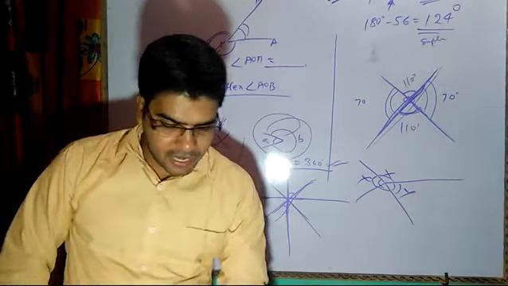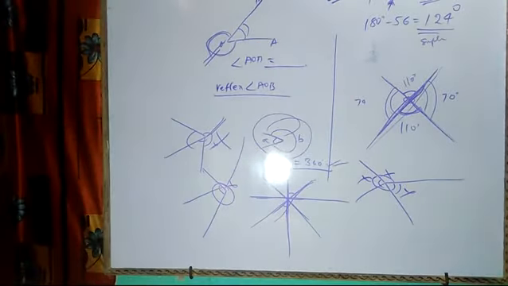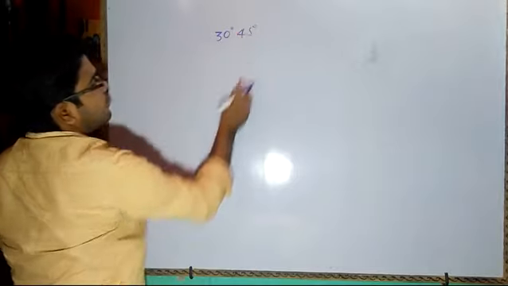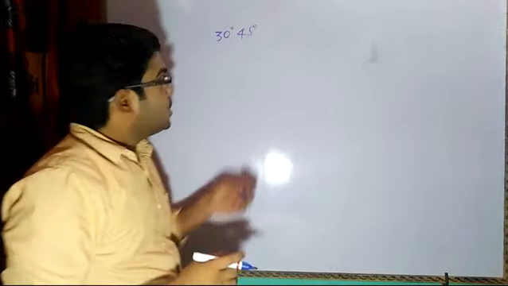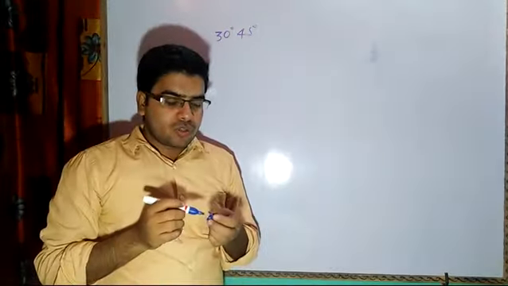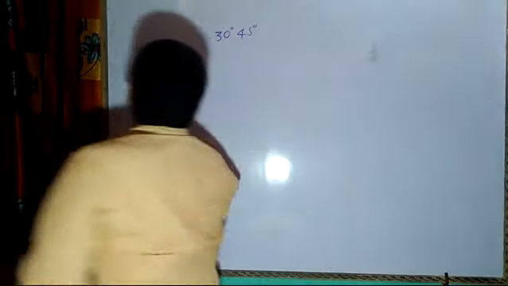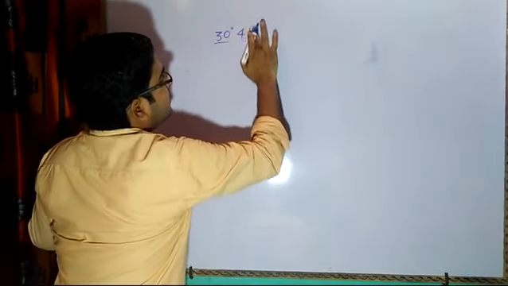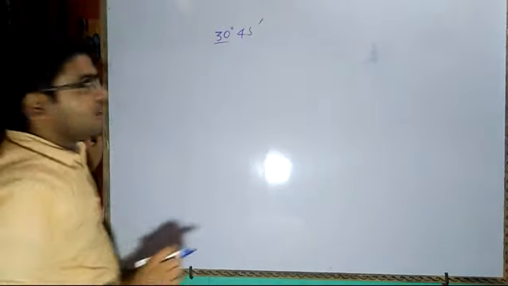Now another is 30 degree 45 minute. Now to calculate the complement of 30 degree 45 minute, let me take the entire board. How to calculate the complement? Till now I think all of you must know, to find the complement that particular angle has to be subtracted from 90 degree. This is read as 30 degree and 45 minute.